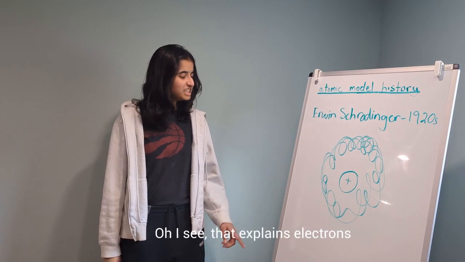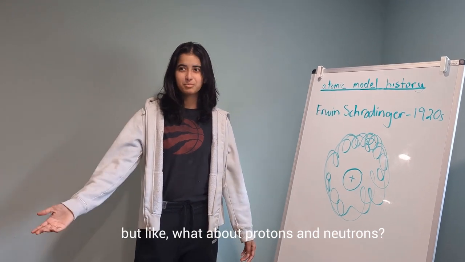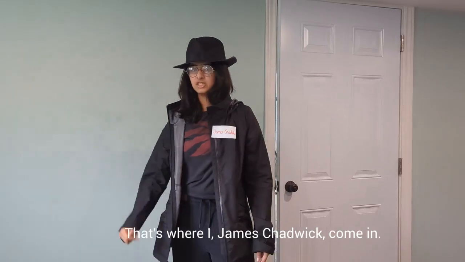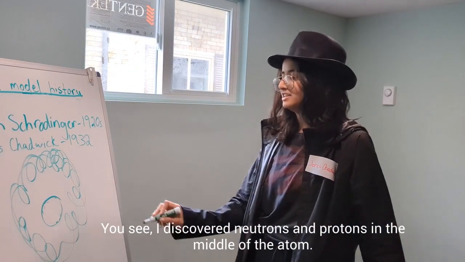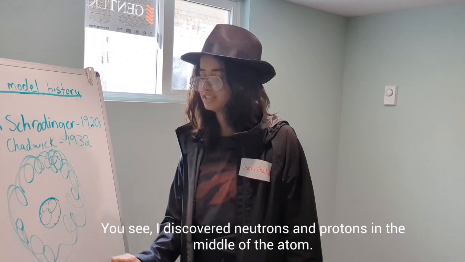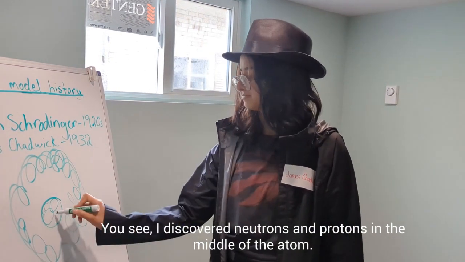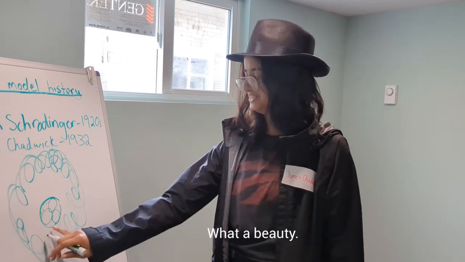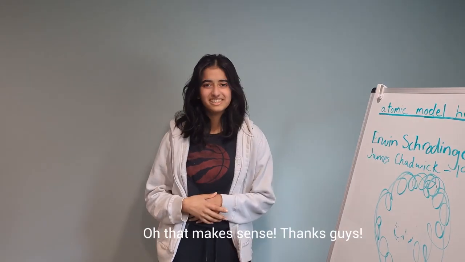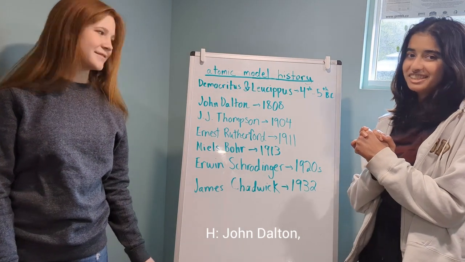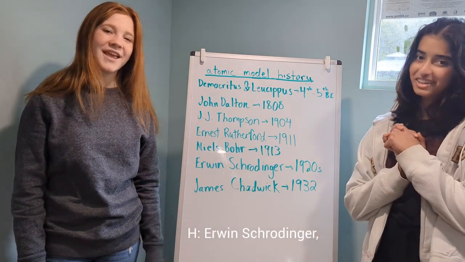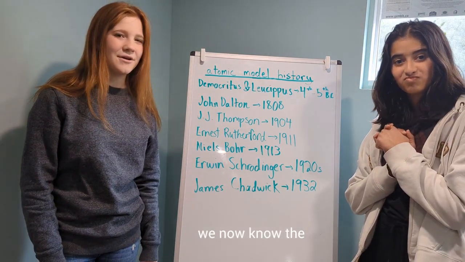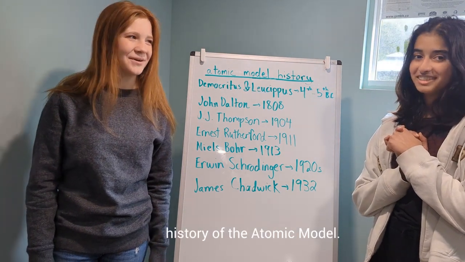Oh, I see. That explains electrons, but what about protons and neutrons? That's right. James Chadwick, come in. You see, I discovered neutrons and protons in the middle of the atom. See, look at that. What a beauty. Oh, that makes sense. Thanks, guys. Thanks to Democritus and Leucippus, John Dalton, J.J. Thomson, Ernest Rutherford, Niels Bohr, Erwin Schrödinger, and James Chadwick, we now know the history of the atomic model.